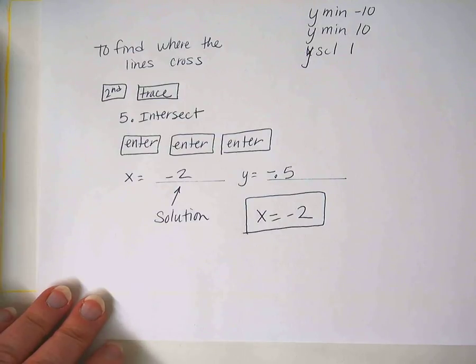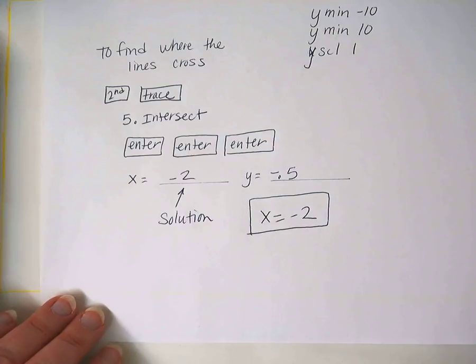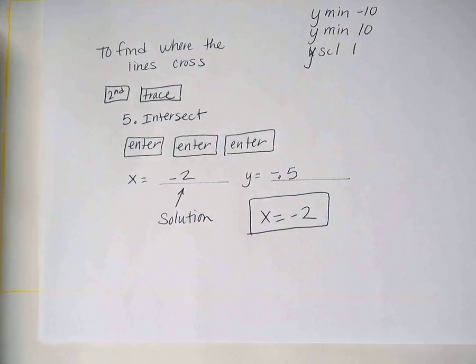Sometimes there's more than one answer, more than one place where they intersect. And when that happens, you just have to make sure that before you start hitting enter 3 times, you move your cursor close to the point that you're trying to find. So after you find one of the points, you do the whole process again to find the other point, but you have to move the cursor with your arrow keys first to get it closer to that other point.